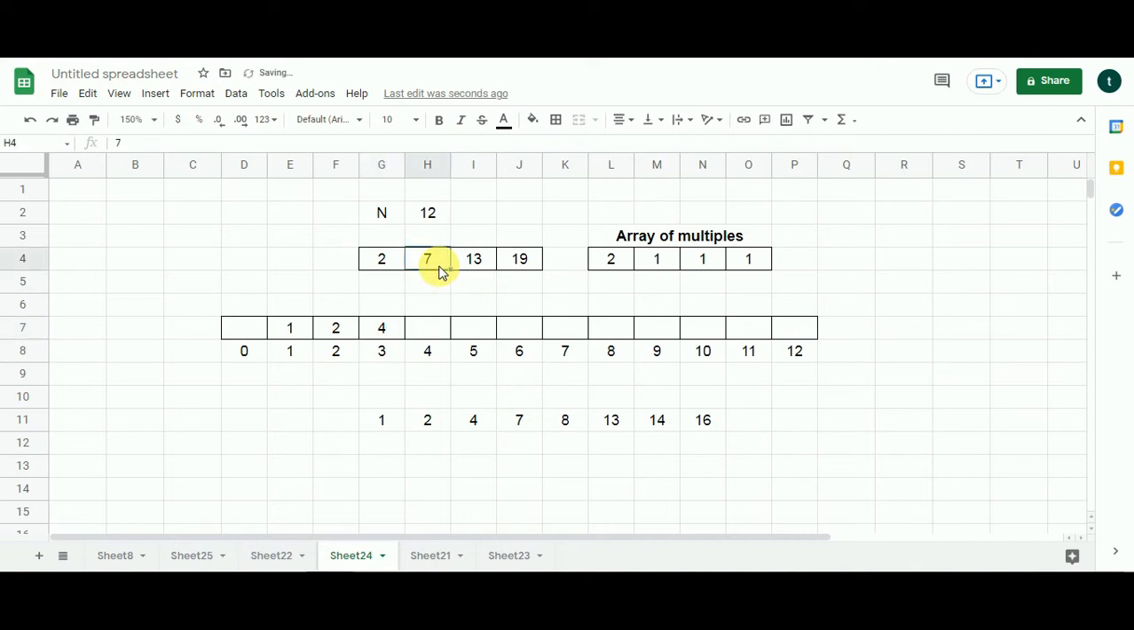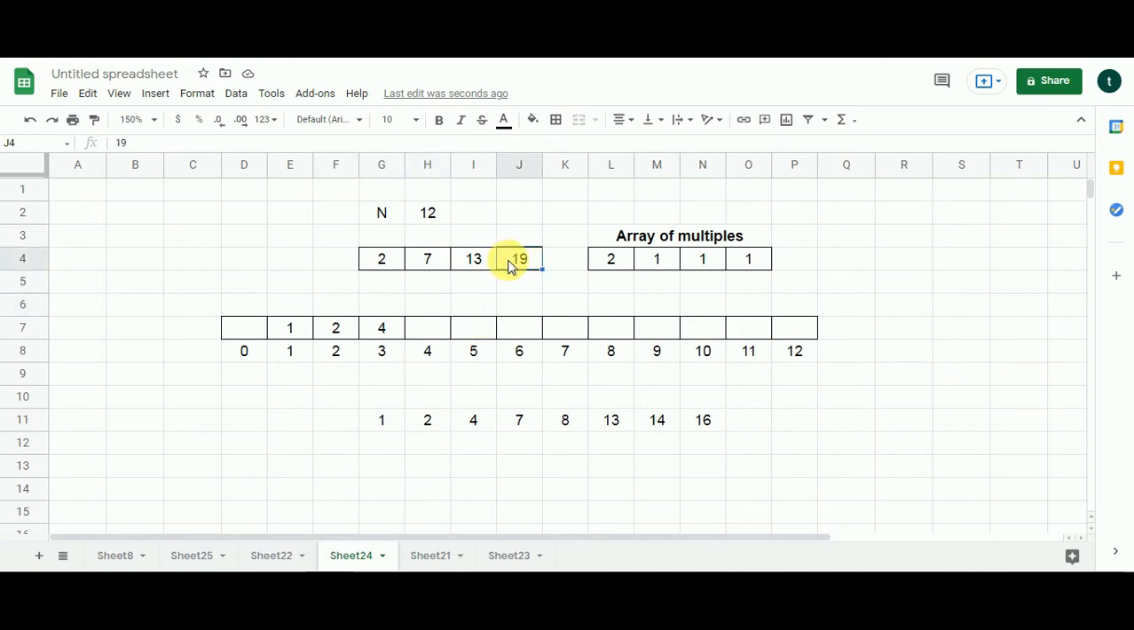Now I move to 7, the second prime number. The index stored in the corresponding cell in the array of multiples is 1. At index 1 we have 1 stored. 7 multiplied by 1 will give us 7. It is not less than 4, so 4 stays and 7 goes out. I move to 13 now, the third prime number. The index stored is 1. At index 1 we have 1 stored. 13 multiplied by 1 will give us 13. It is not less than 4, so 4 stays and 13 goes out.